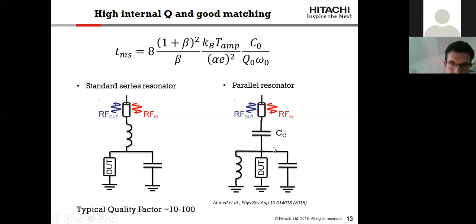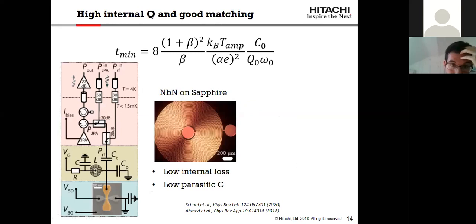The coupling capacitor enables us to control the coupling quite well, and we can as well optimize the arrangement such that we maximize the internal Q factor. Good. So we put all these ingredients in a single experiment quite recently, in which we combine several of these concepts as well with a low temperature amplifier, actually a Josephson parametric amplifier. So let me guide you through the experiment.